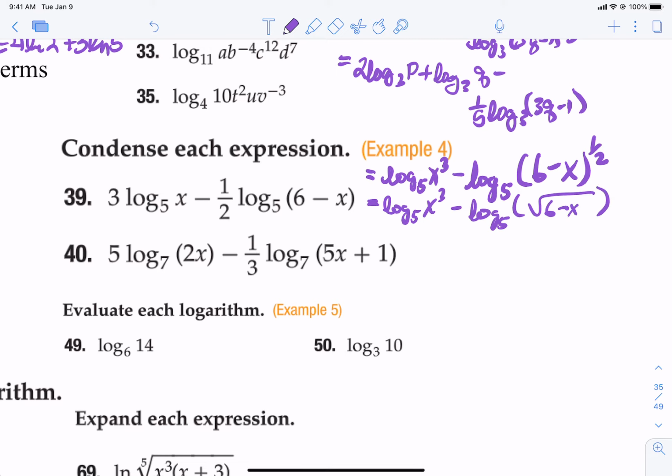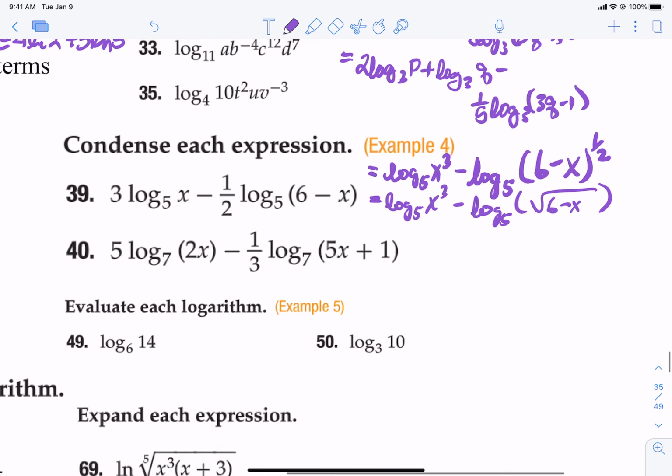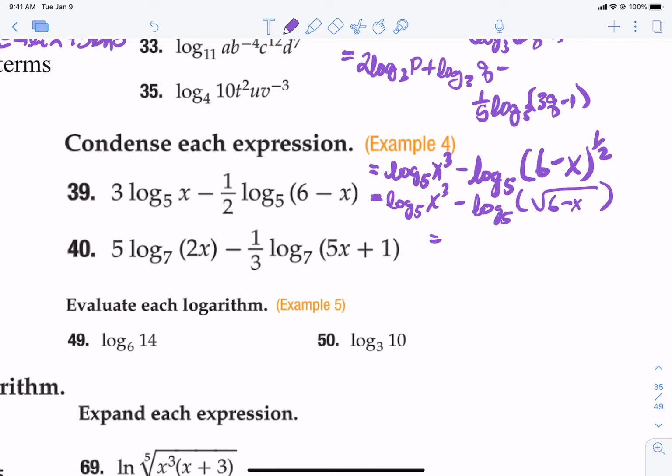Now, anything that is positive is going to be multiplied. Anything that is minus is going to be divided. So we need to divide by this to condense it to one last step. So our final answer for 39 is the log base 5 of x cubed divided by, because this is negative, the square root of 6 minus x. So that's how you condense back together.